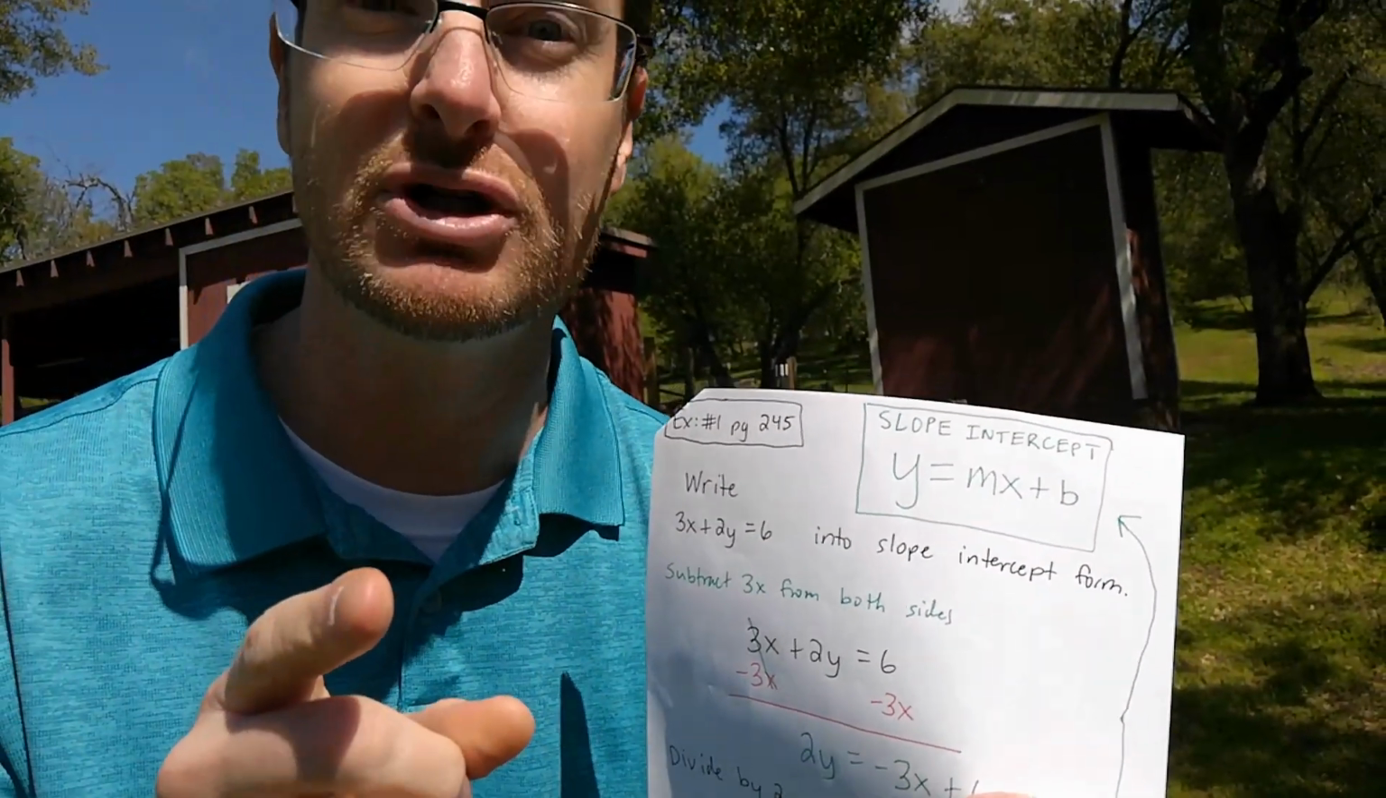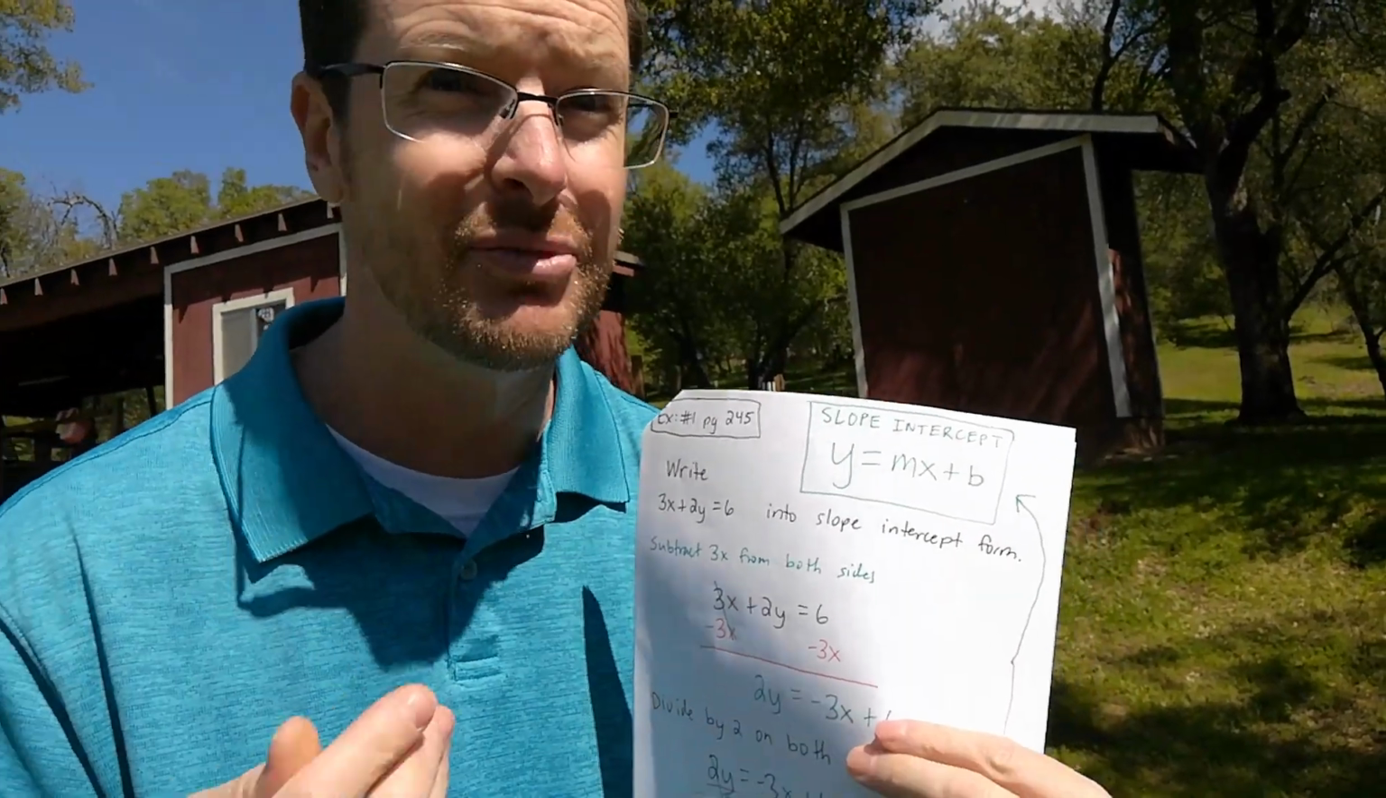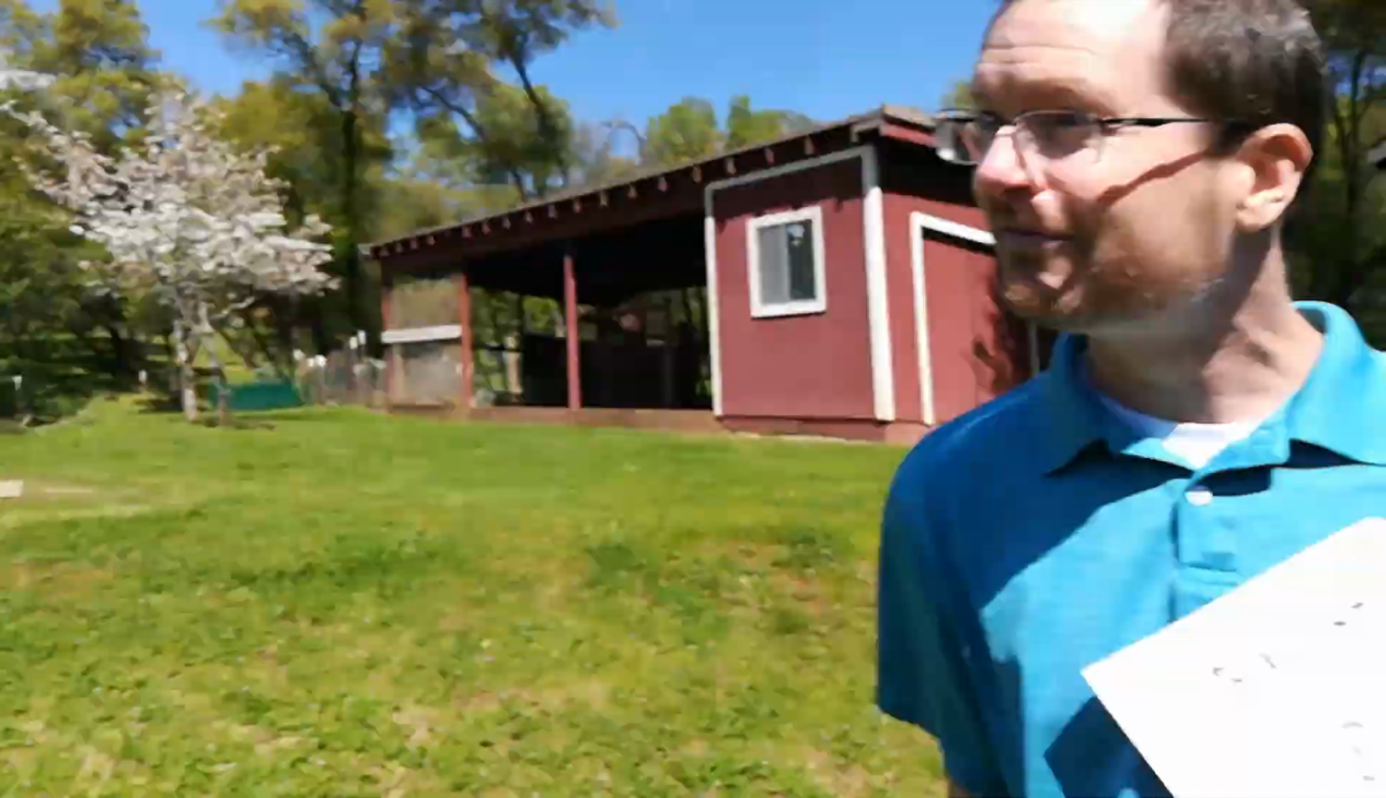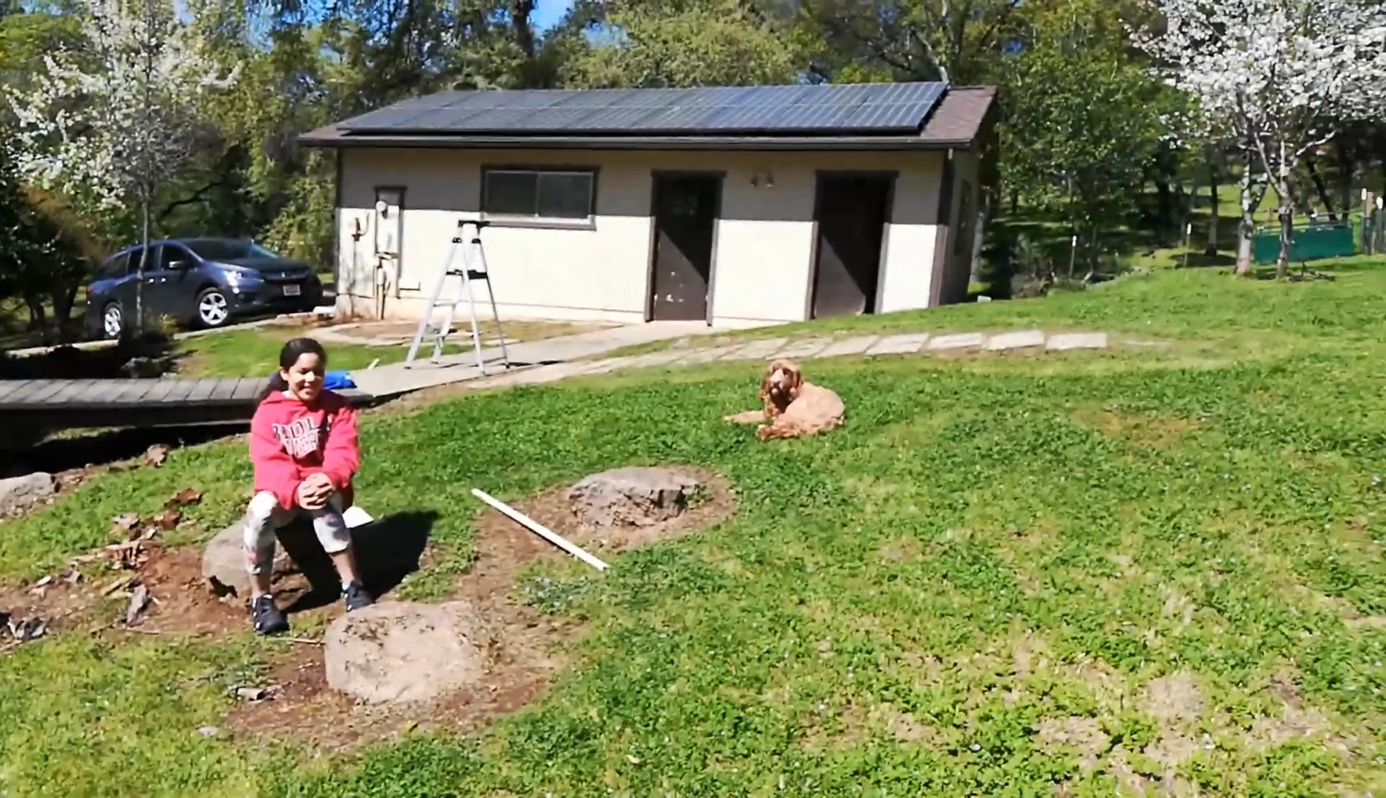Hey, do you remember what the letter for slope was? Hey, Gracie, what's the letter for slope? M. There you go. And then what's the letter for y-intercept? B. Are you listening? Let's go. Hey, check this out.